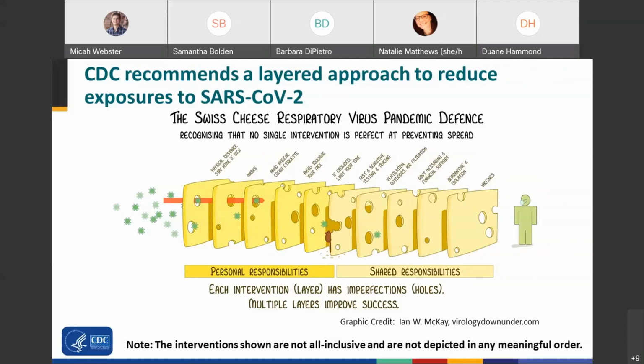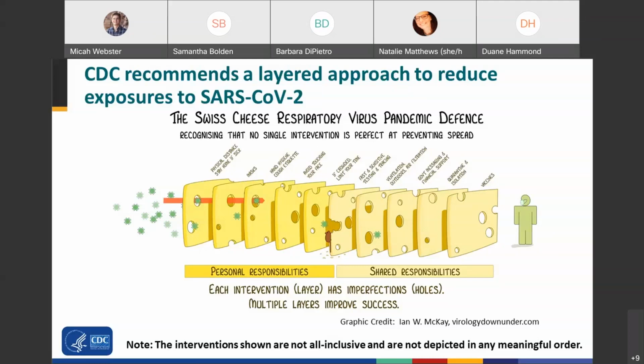So the personal things that affect personal responsibility tend to be on the left of the diagram, and sort of a more shared responsibility is on the right. But each intervention has imperfections, and multiple layers improve the success. For example, on the right, vaccines, certainly there's a possibility of breakthroughs, but they're very effective. Very effective layer. Quarantine and isolation, very effective layer.